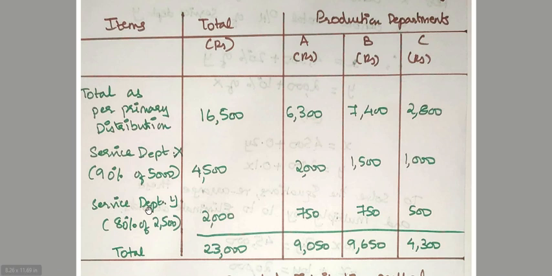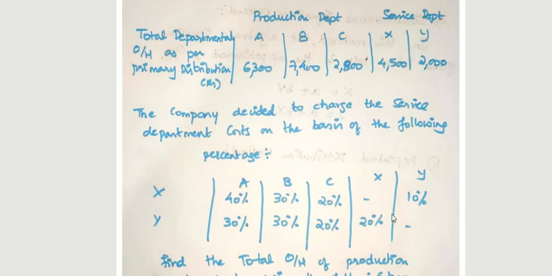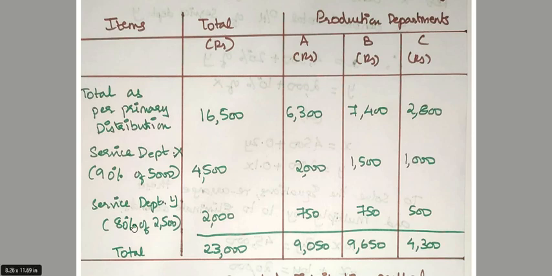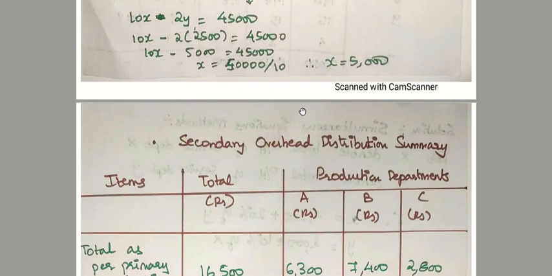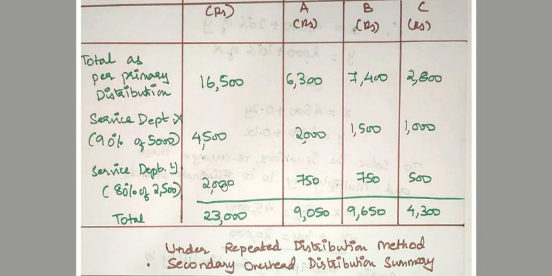In the same way, service department Y, how much percentage are you giving to X? 20%. So the remaining is 80%. So 80% of what is the value of Y? 2,500. So 80% of 2,500 is 2,000. So 750, 750 and 500. It will be apportioned based on their ratio.